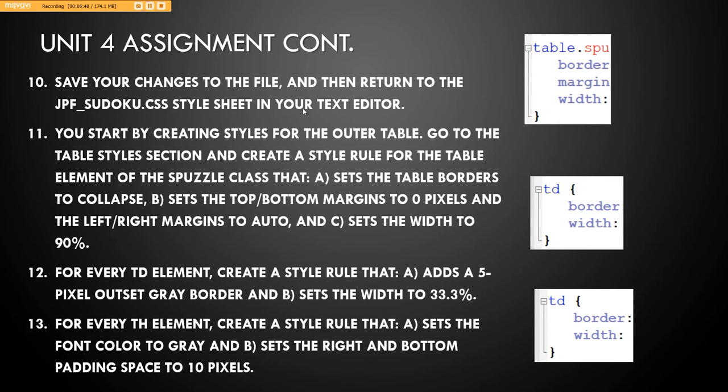Then you're going to go to your CSS file, and you're going to go to the Table Style Section, and you're going to do the border, the margins, and the width. Then for the TD, you're going to do the border and the width, and then for the TD, whoops, did I do that wrong? Oh, this one should be TH. So I did do that wrong.